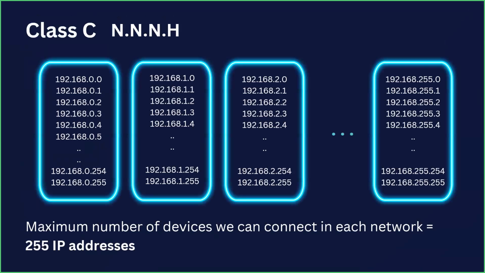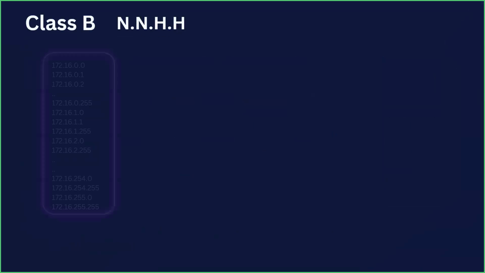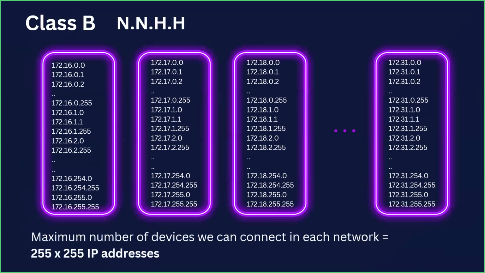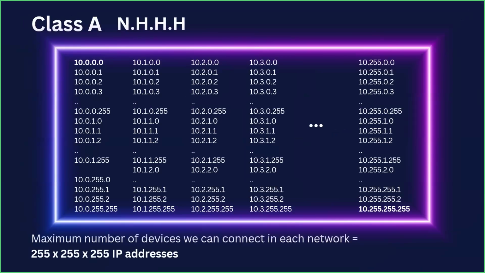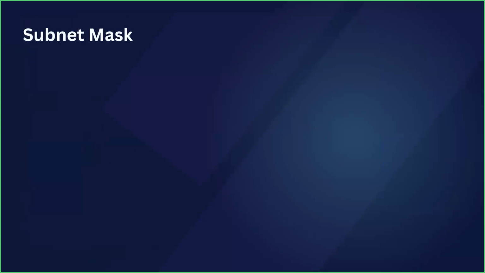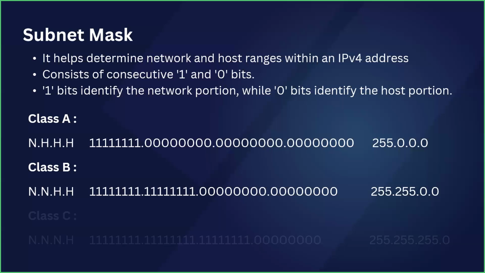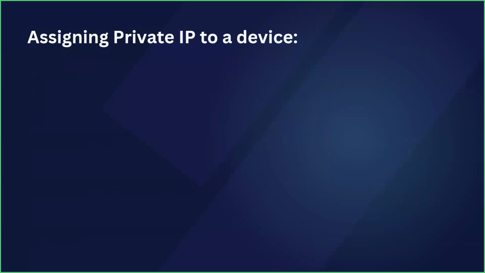So class C can connect only 255 devices in a single network. Class B can connect 255 into 255. And class A can connect 255 into 255 into 255. I hope you can all recall, guys. This is what we discussed in the last class, and we also covered what subnet mask is and what default gateway is. In today's class, I'm going to show you how to assign a private IP to your system.